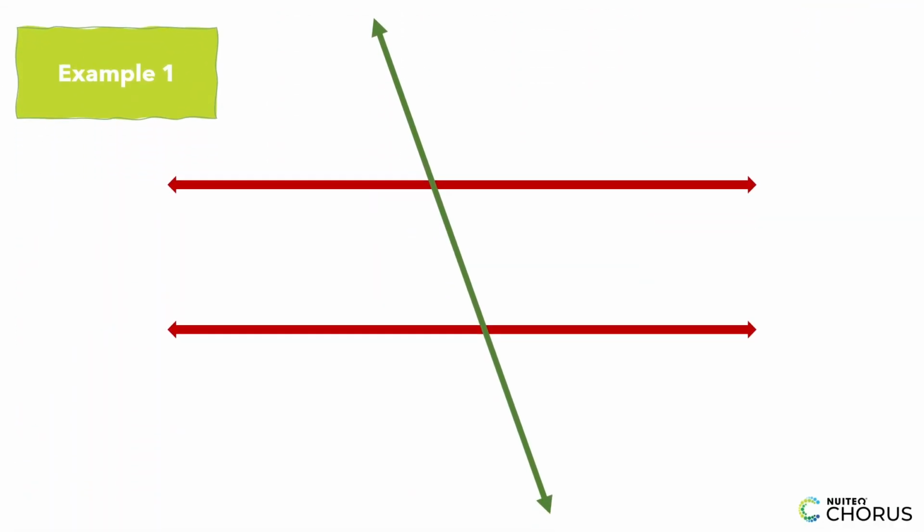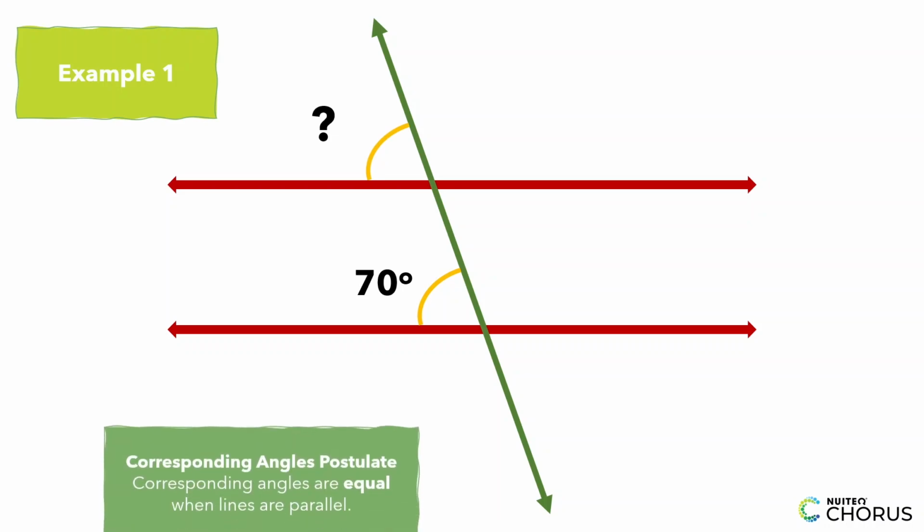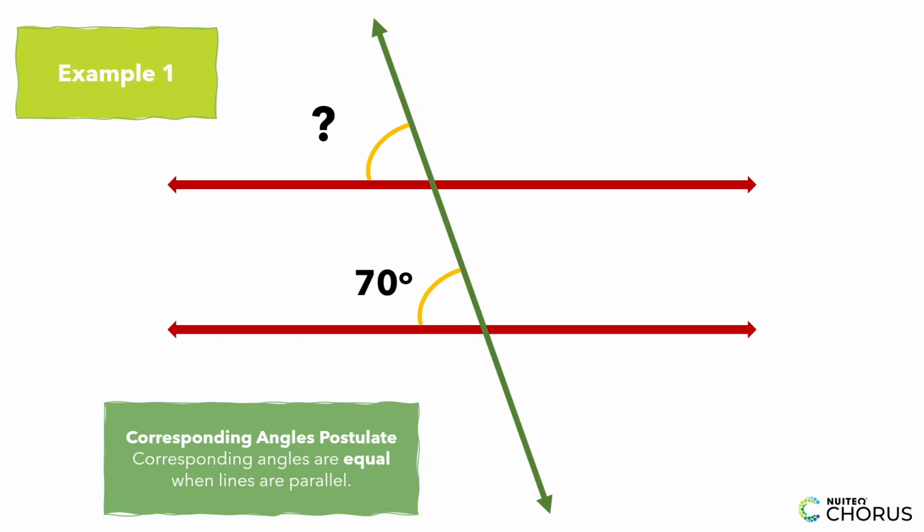Let's say we have two parallel lines cut by a transversal. One of the corresponding angles is 70 degrees. What's the measure of its matching corresponding angle on the other intersection? Solution. By the corresponding angles postulate, corresponding angles are equal when lines are parallel. So, the other angle is equal to 70 degrees. Boom! Easiest win in geometry.